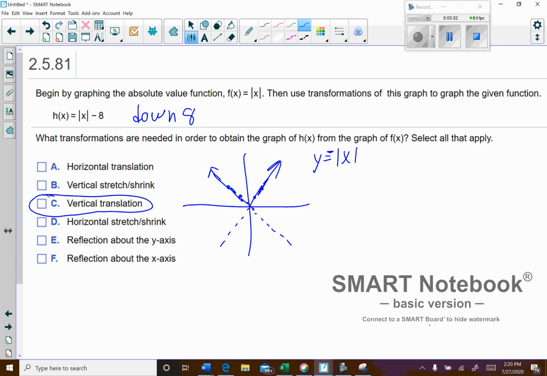So then you'll probably say, okay, how many units down? And so it would be down 8 units. And then if you're doing a multiple choice graph, which is most likely, it's just going to cause that to shift down 8 units, and it'll still be a V shape opening up like that right there.